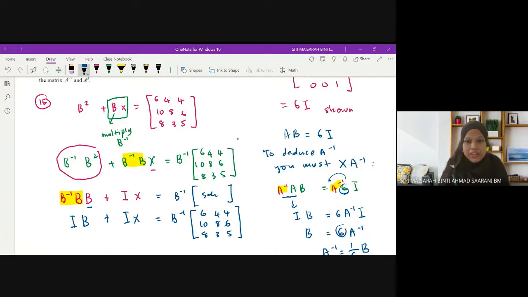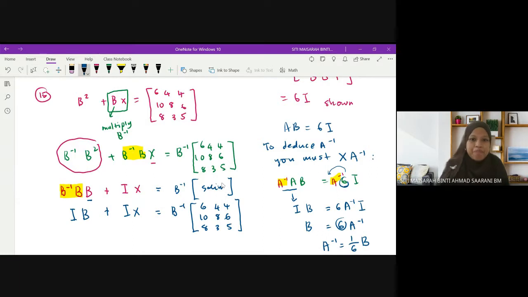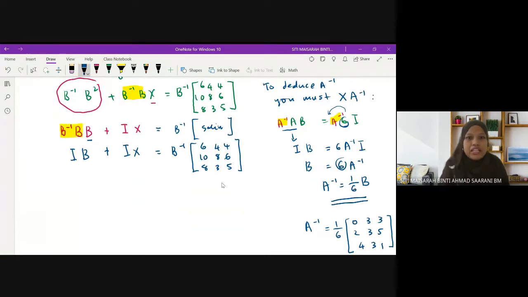Okay, after that, we have IB plus IX equals B inverse multiplied by this matrix. I multiplied by B, as mentioned earlier, identity multiplied by a matrix, any matrix will give that matrix only. So this one becomes B and this one becomes X. So it becomes B plus X equals B inverse multiplied by 6, 4, 4, 10, 8, 6, 8, 3, 5.